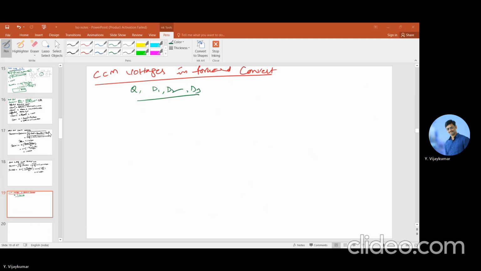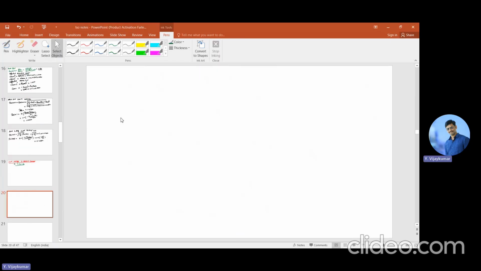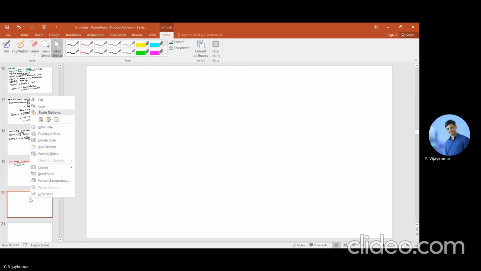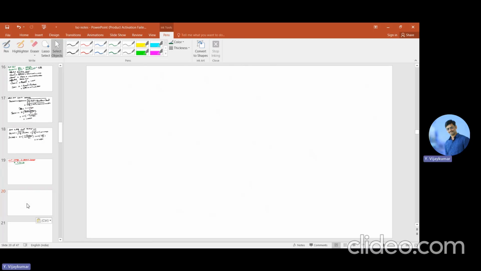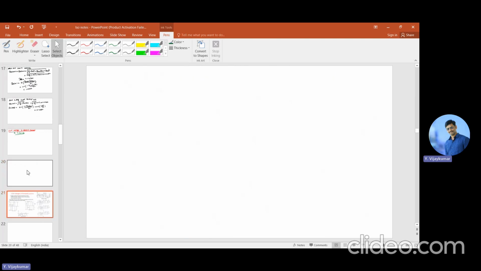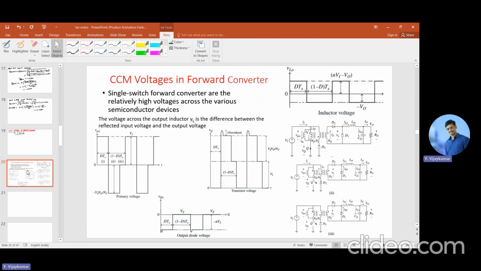Accordingly, it will demagnetize the primary winding. But still there is a current flowing in the secondary winding because of the stored inductor energy. And in the third case that we have discussed here, there is also some current flowing.